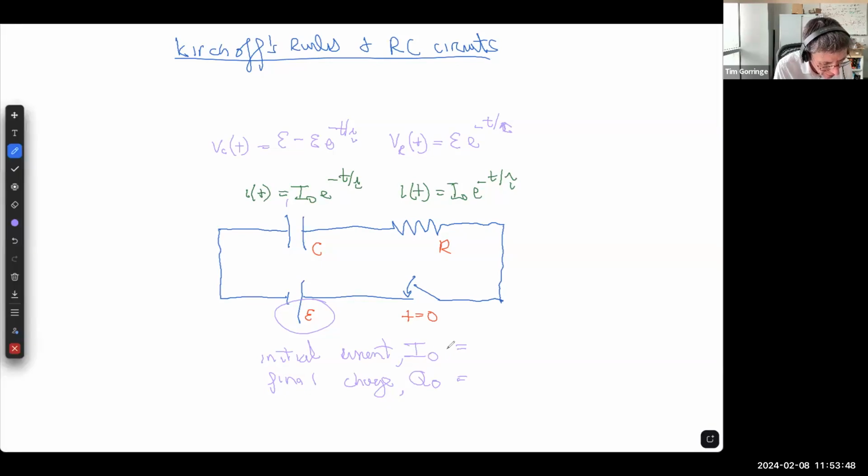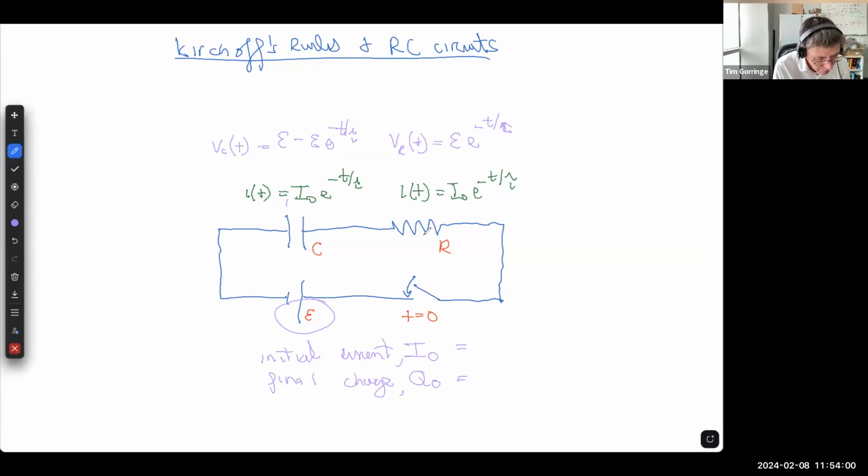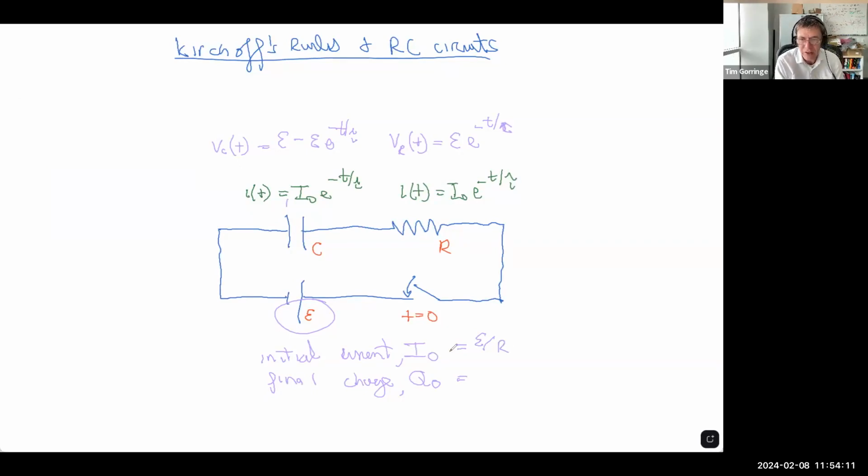So for the initial current in the circuit, at that moment, the circuit is really as if the entire EMF of the battery is across the resistor. So we know the voltage across the resistor is the battery's EMF. We know the resistance of the resistor is R, and that determines the initial current. It's just epsilon over R. This equation for the initial current doesn't involve the capacitance.